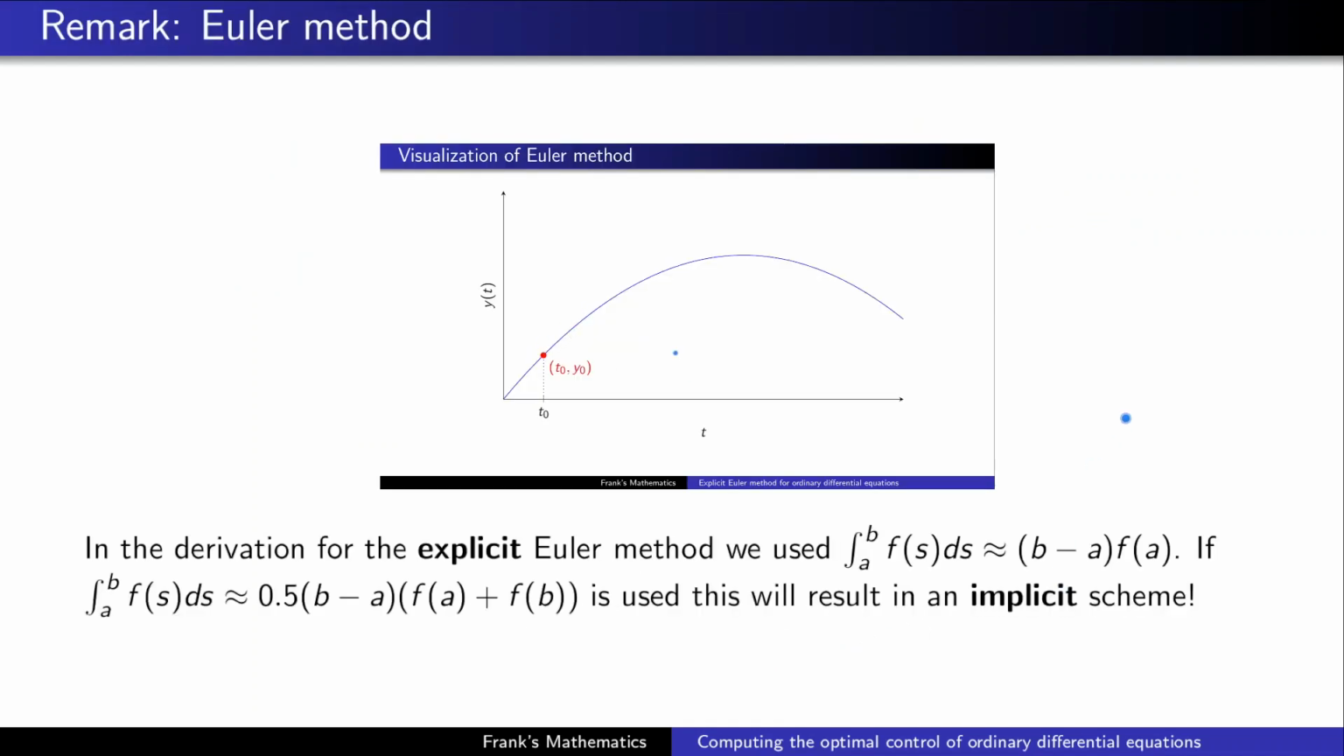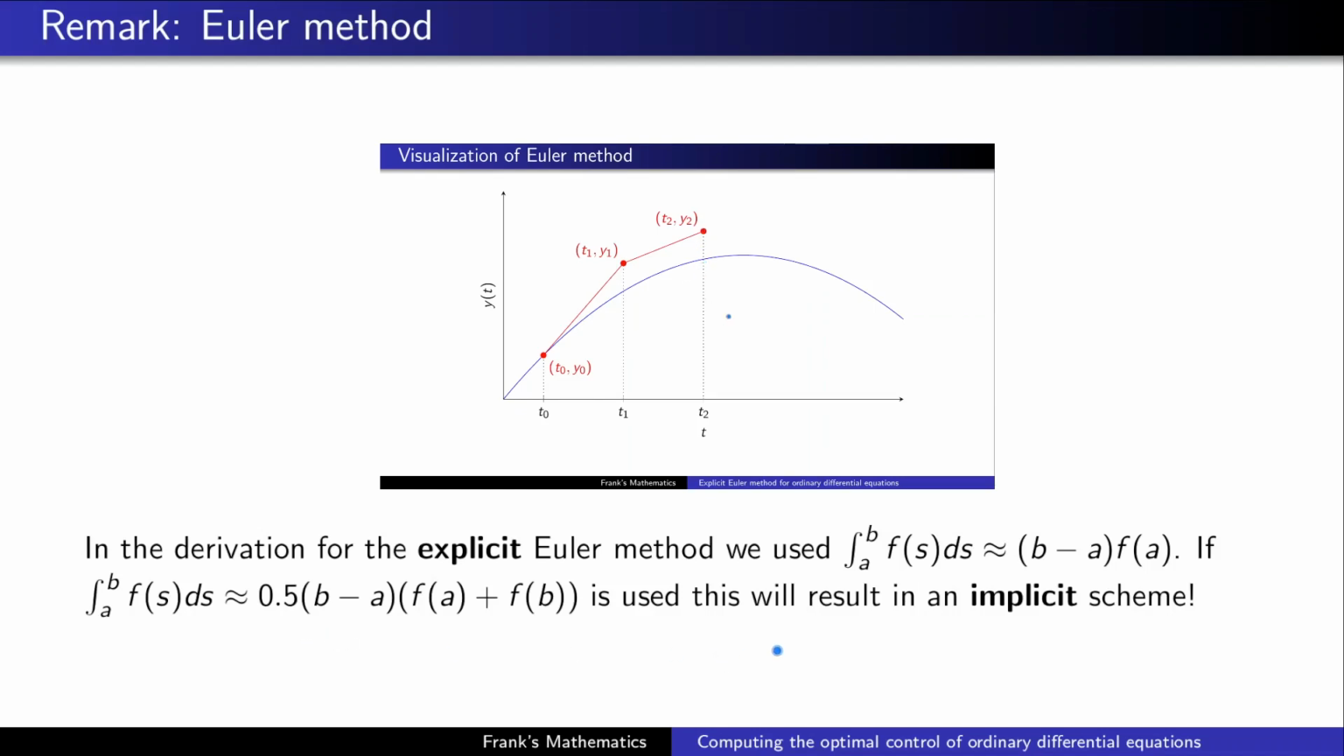If you have watched my video about the explicit Euler method, to derive it we used this very first approximation: the integral of f from a to b is (b minus a) times f of a. So this is a left-handed box rule. Of course, we could have used another approximation of the integral, for instance the one I just presented to you. But we have certain disadvantages in this case.